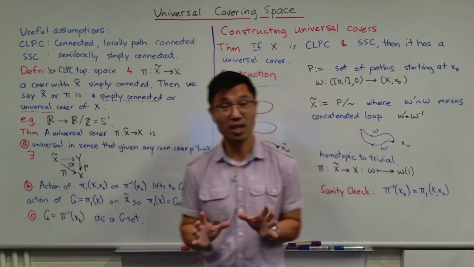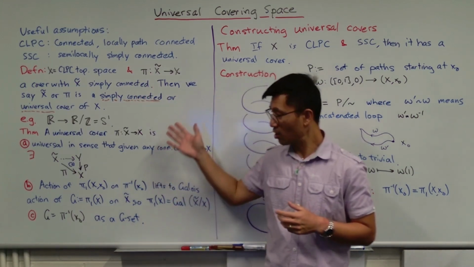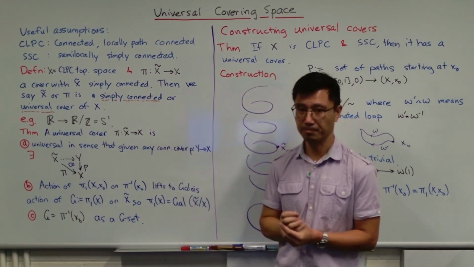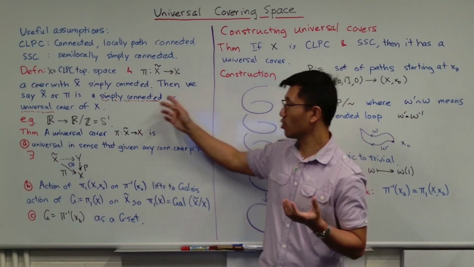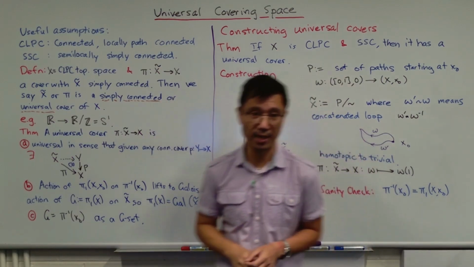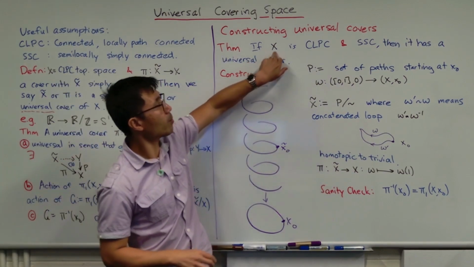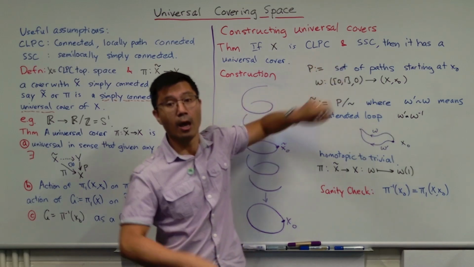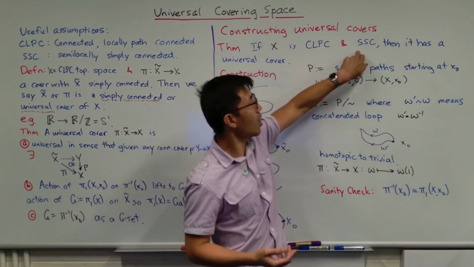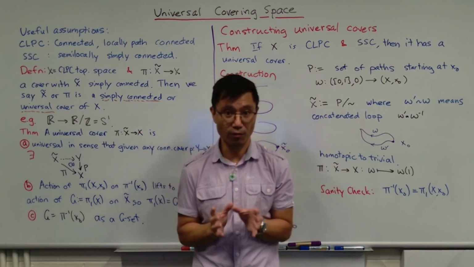So the most interesting thing is to ask, well, it's nice to have this definition so that you have all these nice properties, okay? But how can you guarantee that such a universal cover exists? And that's given by the following theorem. Suppose now our topological space X is not only connected and locally path connected, but it's also semi-locally simply connected. Then indeed it has a universal cover.